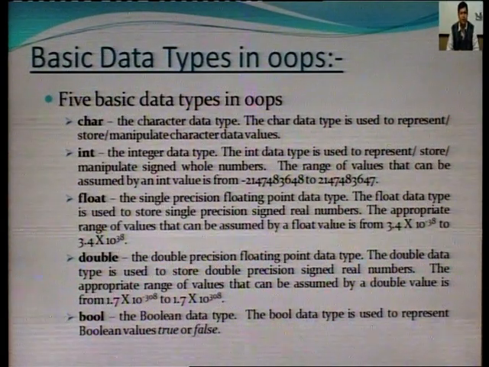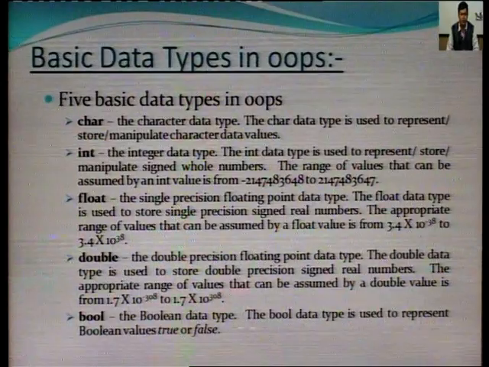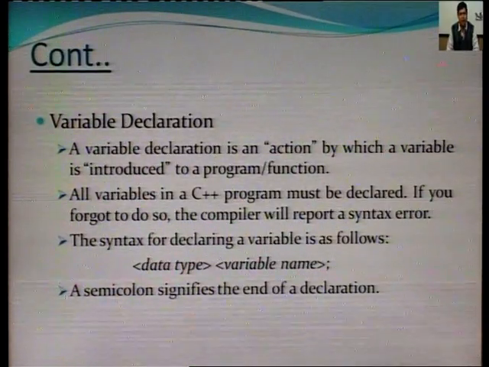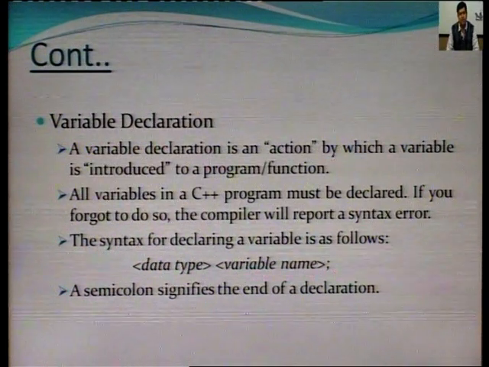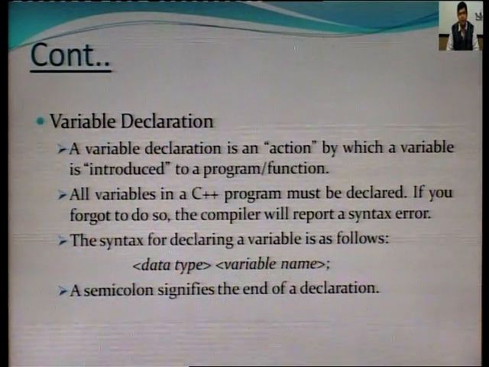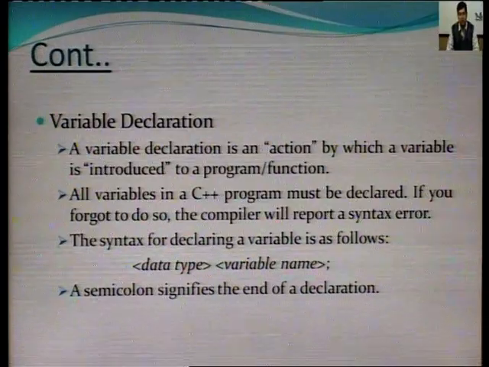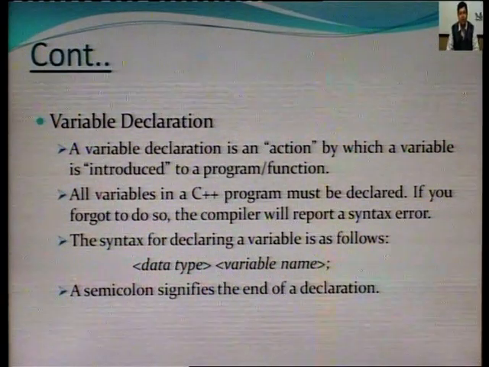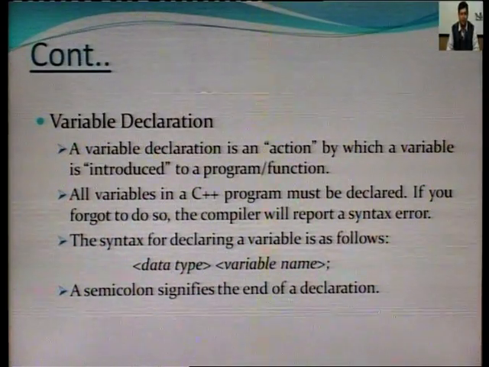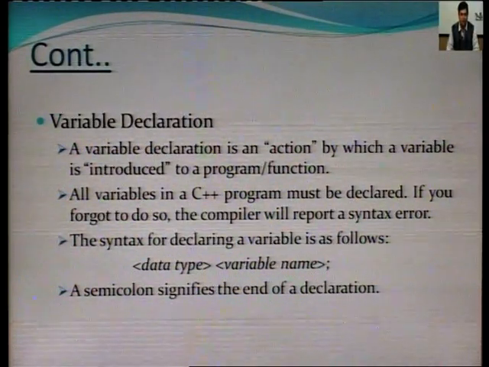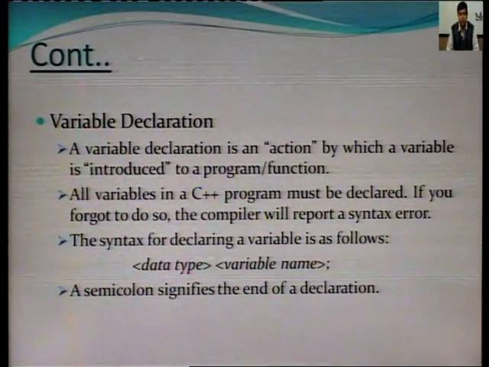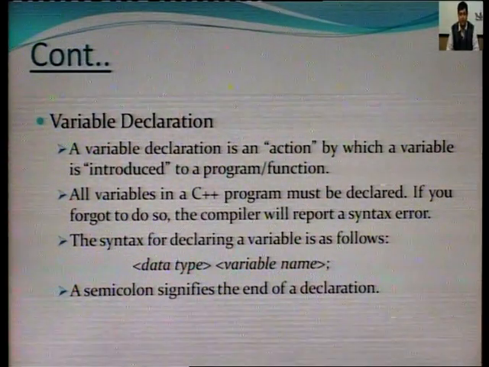So we can declare a variable of any of these 5 basic data types in object-oriented programming. A variable declaration is an action by which a variable is introduced to the program. By declaring the variable, we understand what kind of values it will have during the execution of the program. All variables in a C++ program must be declared.